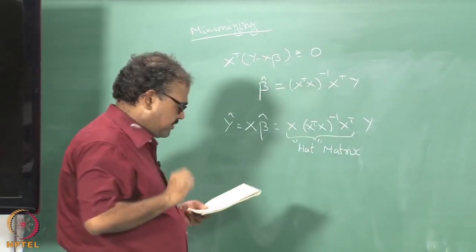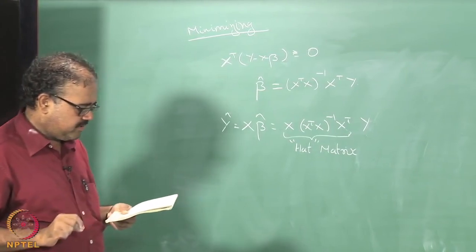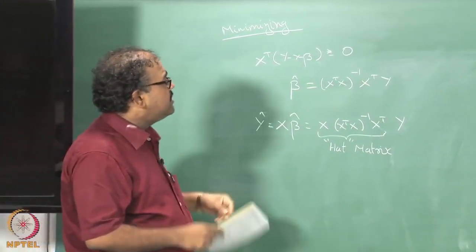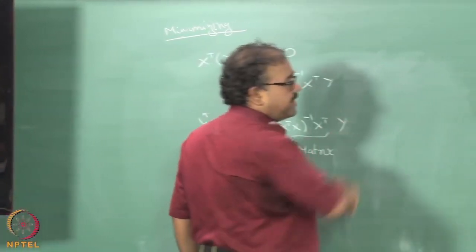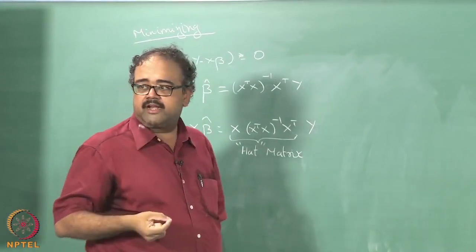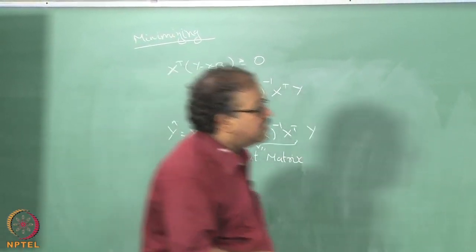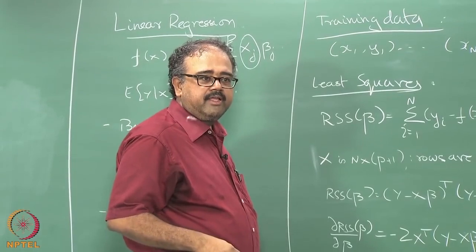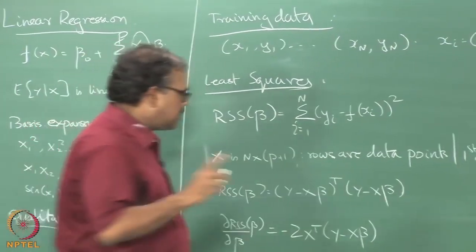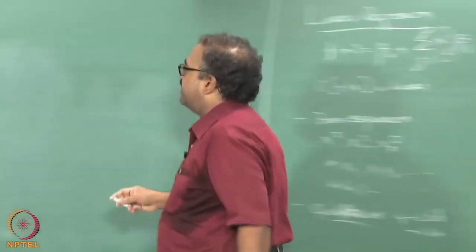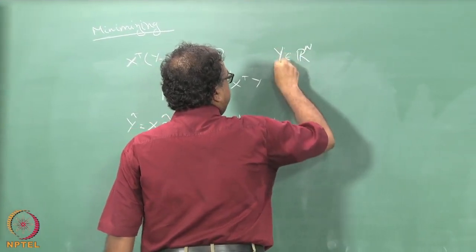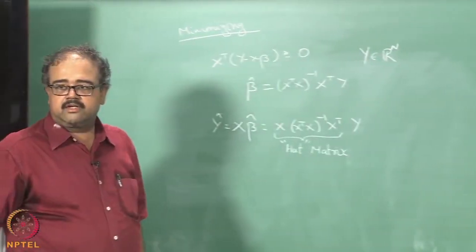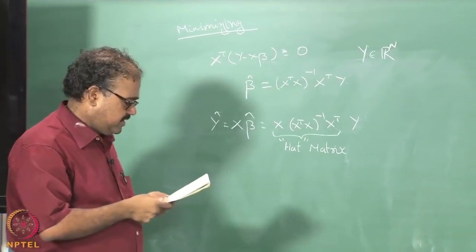So another way of thinking about it is the following. What can we say about the vector y, not the output random variable y, I am talking about the vector y. So x is n cross p plus 1, what about y? N cross 1, right. So y is actually a point in R^n, it's n cross 1, right.